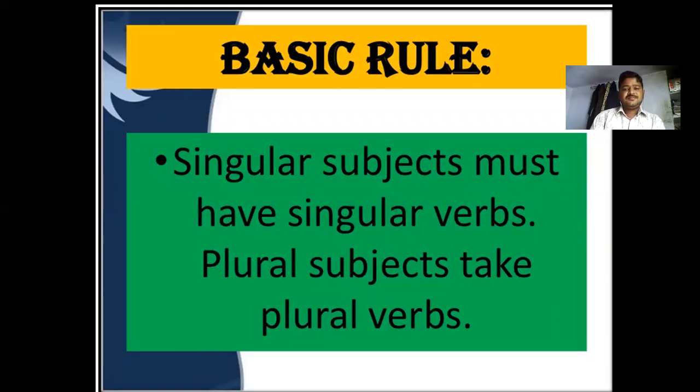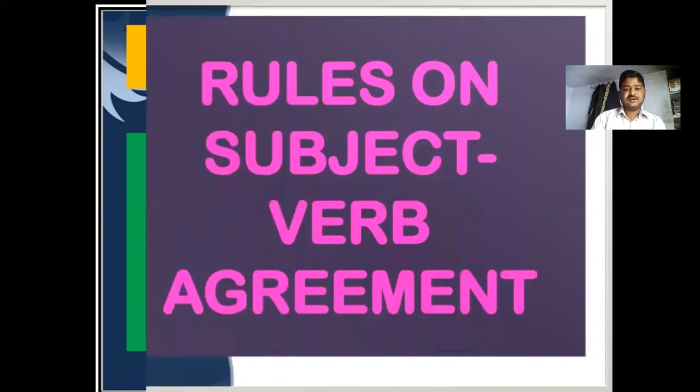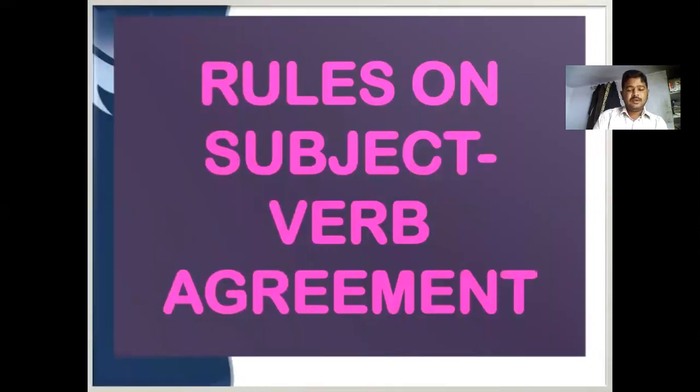Singular subjects must have singular verbs. Plural subjects take plural verbs. That's the basic rule for agreement between the subject and the verb. And then we go through the extension of the rules of subject-verb agreement.